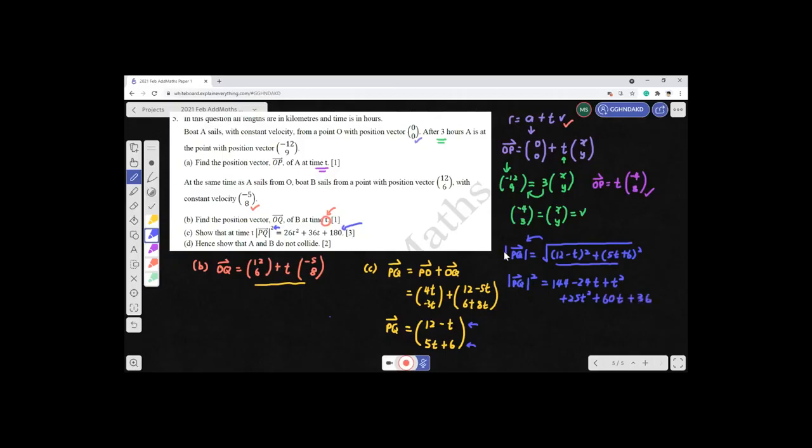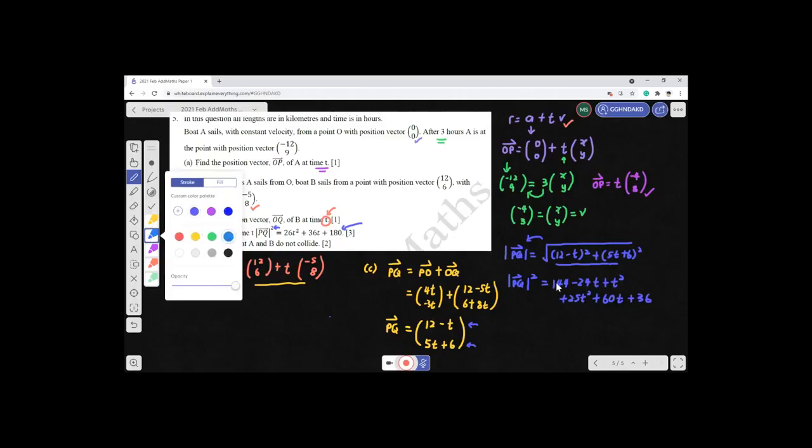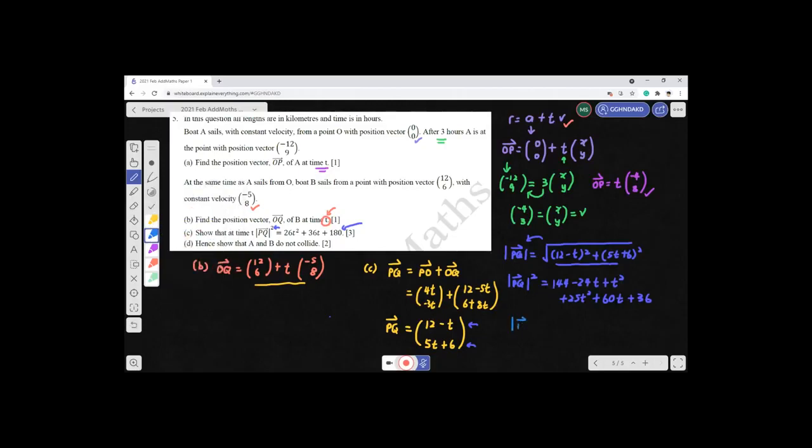So eventually I can write my final answer already. My final answer will be the magnitude of PQ squared. All right, so 25 plus t squared, 26t squared, 60t minus 24 plus 36t, and 36 plus 144, so plus 180. And you successfully prove it.